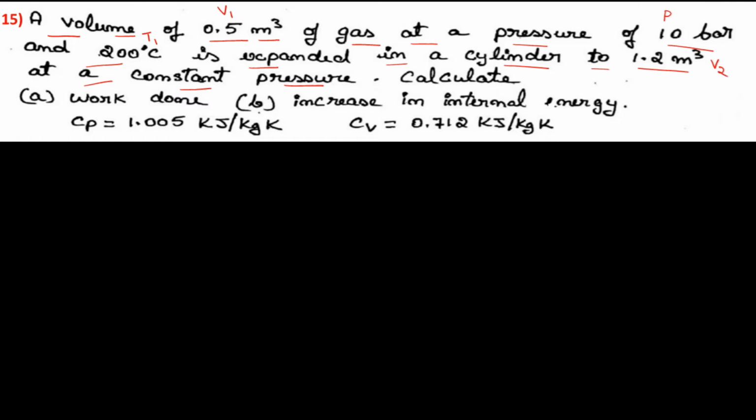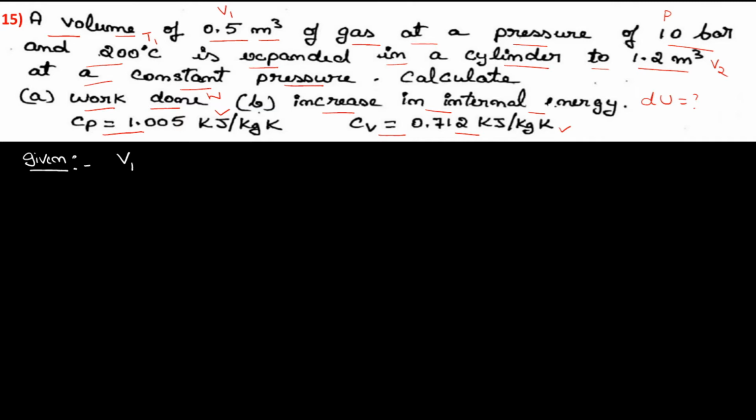What we need to calculate? First thing, work done by the gas, W, and of course the increase in internal energy, that is change in internal energy, dU is equal to question mark. Given is specific heat at constant pressure, Cp, 1.005 kilojoule per kg Kelvin, and Cv, specific heat at constant volume, 0.712 kilojoule per kg Kelvin. With this, let me write the given data.